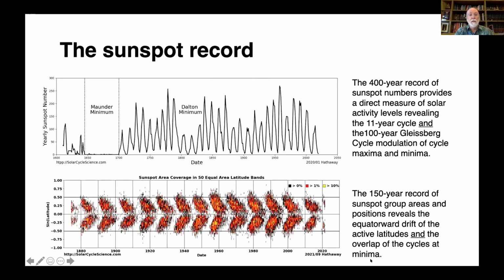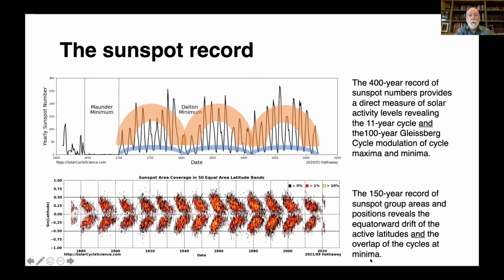So here's the sunspot record. These are yearly sunspot numbers on the top, going back 400 years, showing the 11-year sunspot cycle and the 100-year Gleissberg cycle in both rise and fall of maxima and rise and fall of minima.